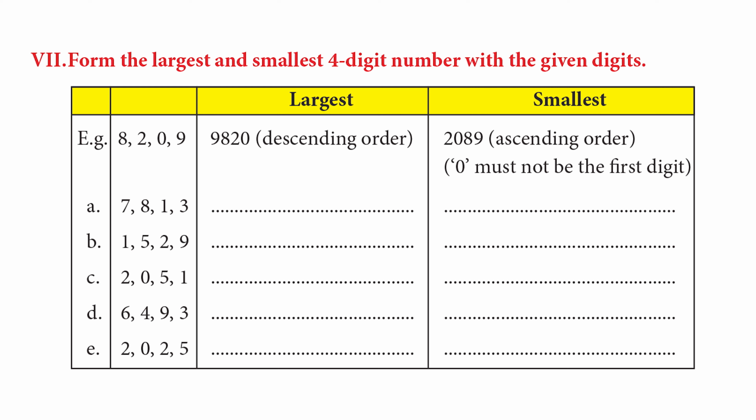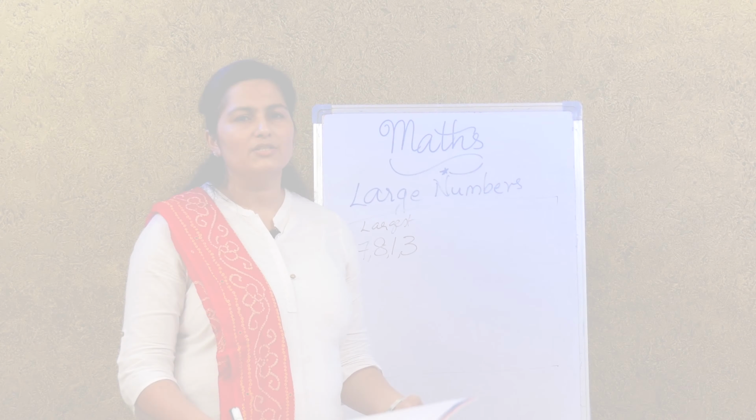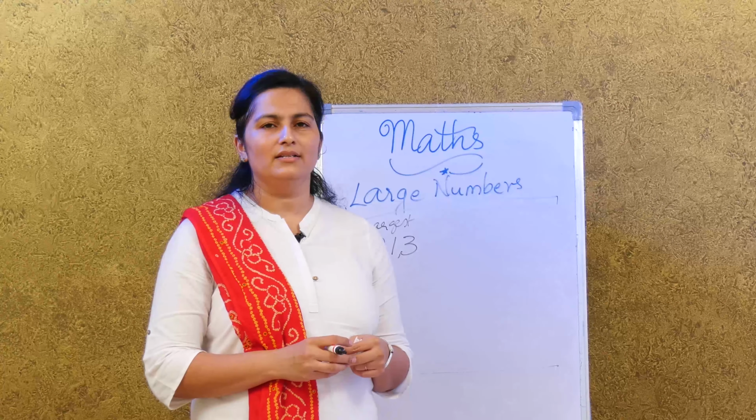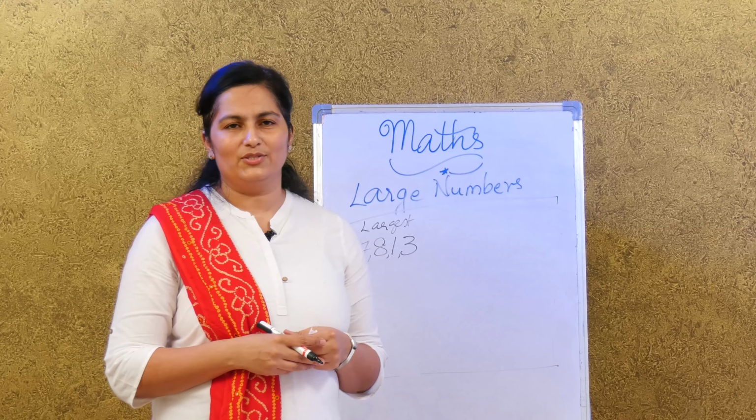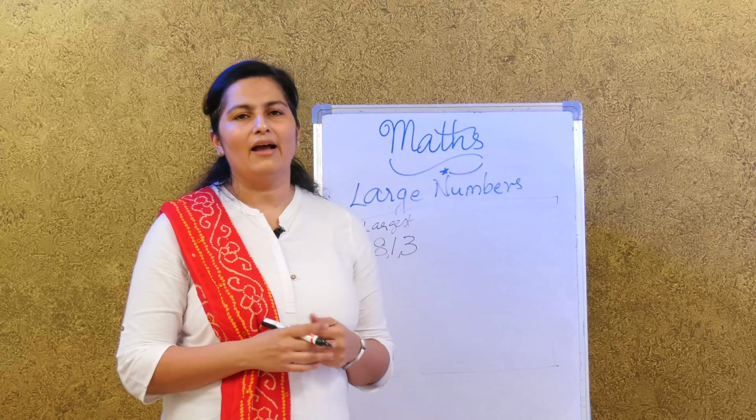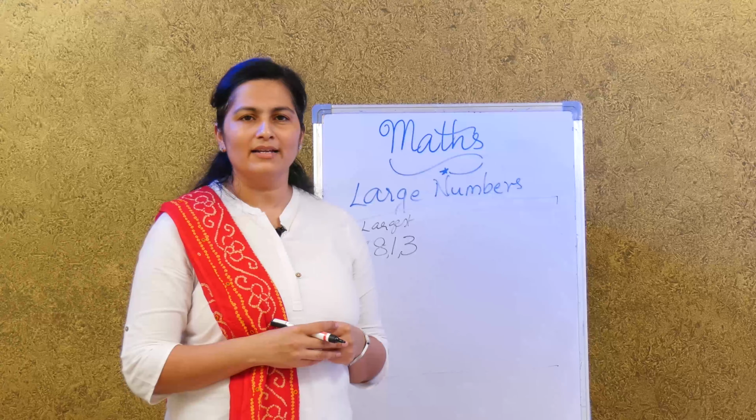This next one is 7813. Or you can even write the largest number can be 7813. And the smallest one that you can make out of it is 1378. So, now that you know, you can go ahead and fill the rest of the sums. So, that brings us to the last exercise, which is for you to learn and enjoy. You take time to do this and have fun as well. It's very creative and fun elements are involved in this.